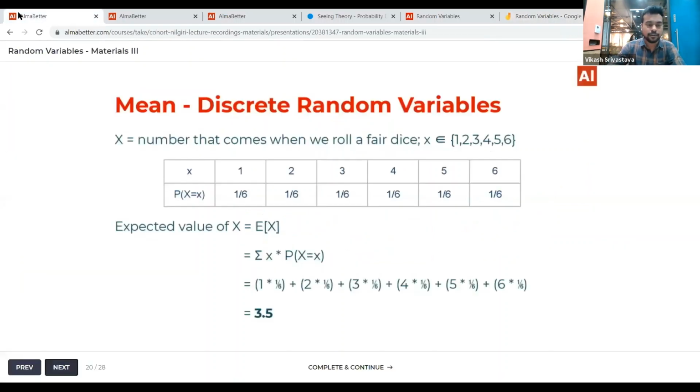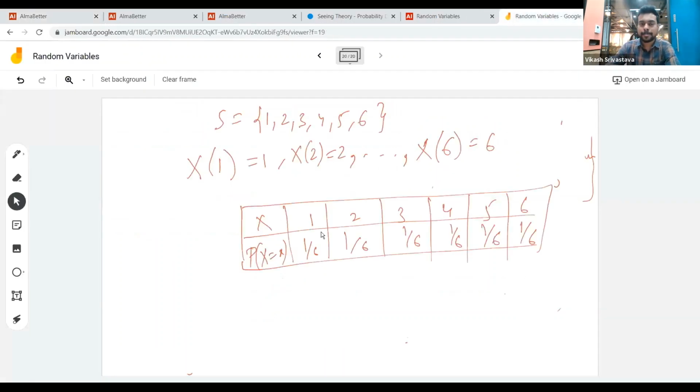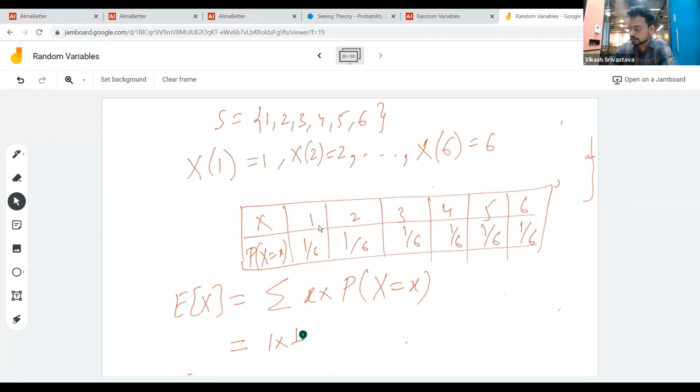And then the expected value of X will be simply the sigma of X multiplied by the probability of X equal to small x. That is our probability distribution function. So what we can write here: if X is taking the value 1, what is the probability? That is 1 by 6. If X is 2, what is the probability? Again 1 by 6, and so on. And then here we'll have 6 into 1 by 6. If you calculate this, it comes out to be 3.5.